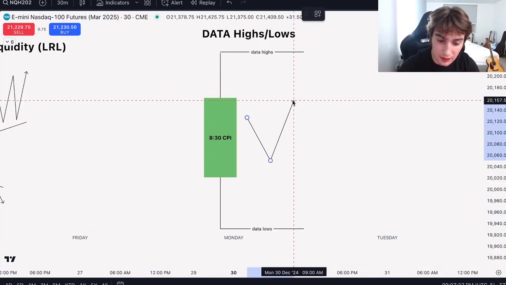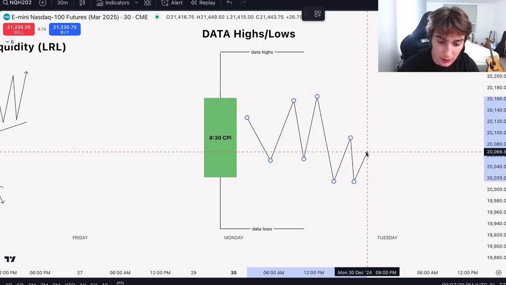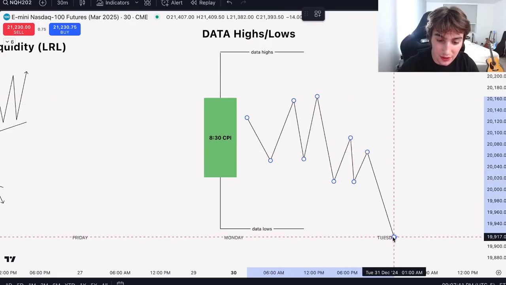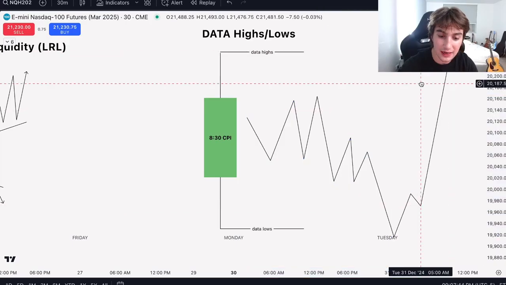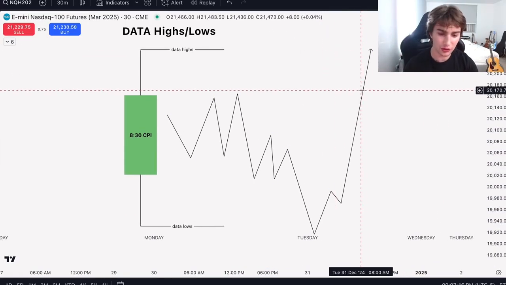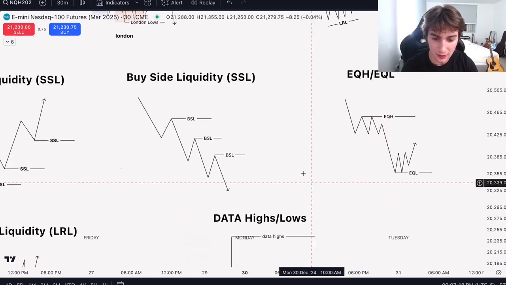So let's say price is just trading, chopping around, and eventually it sweeps data lows. Well, what can you expect now? Price to trade to data highs. It's very similar to how session liquidity works and how responsive that is.